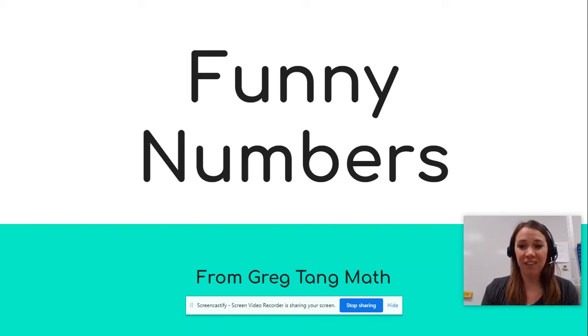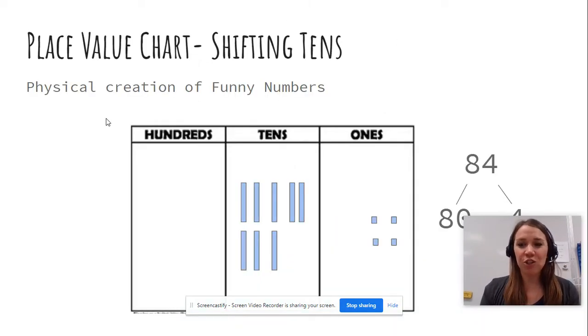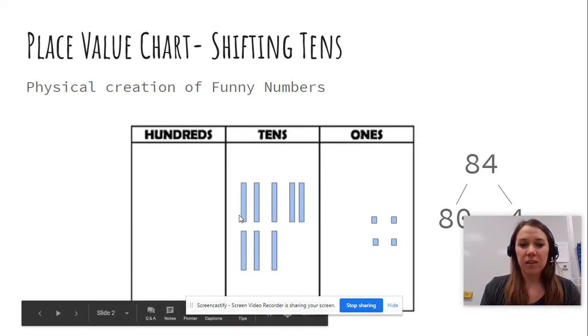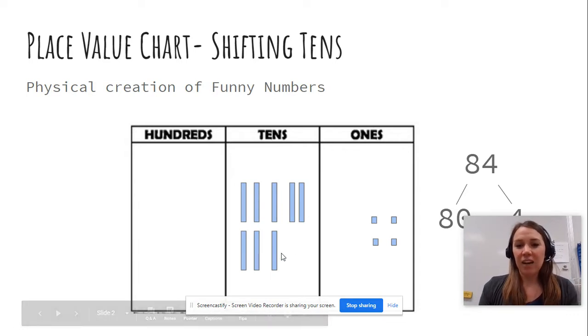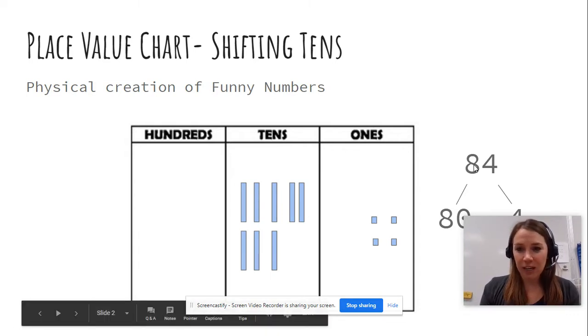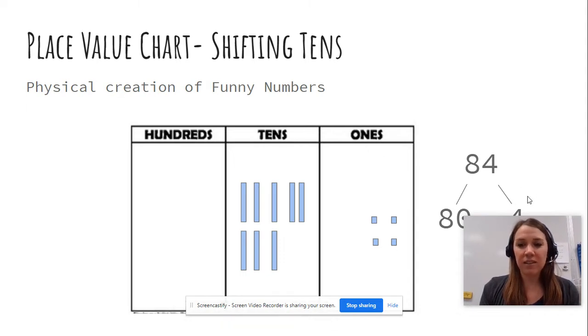So here's a chart that shows the hundreds place, the tens place, and the ones place. In my tens place, I have got a group of five, 1, 2, 3, 4, 5, and three more. So 10, 20, 30, 40, 50, 60, 70, 80. I have eight tens in my tens place, so 84 has 80. And in my ones place, I've got four little ones.